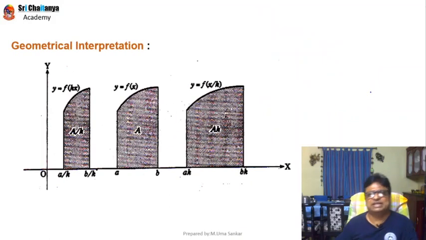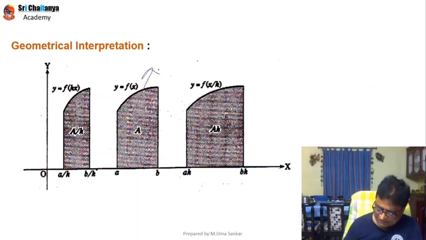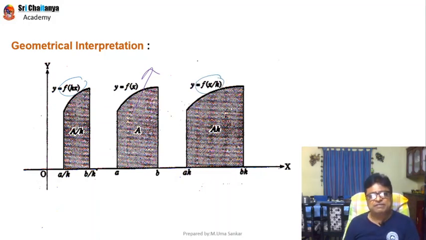The geometrical interpretation is like this. See, my friend, this is your f of x. Here, this is f of kx, and this is f of x by k. See the relation between f of x and f of kx. Contraction. Why are they called contraction? Contraction here means sometimes it may shrink and sometimes it may expand. If the area bounded by the curve f of x is A, then the area bounded by f of kx is 1 by k times its area.